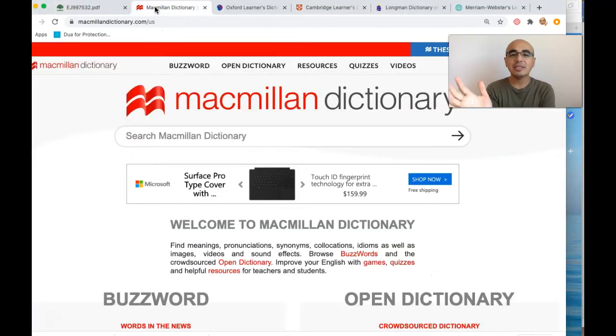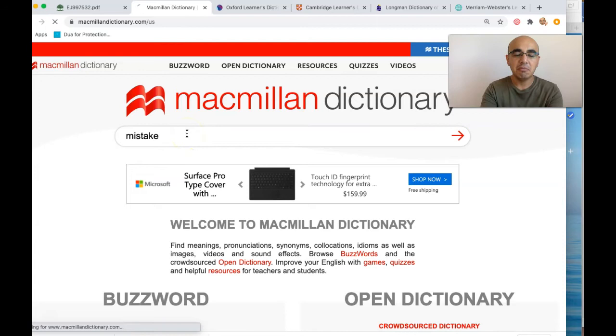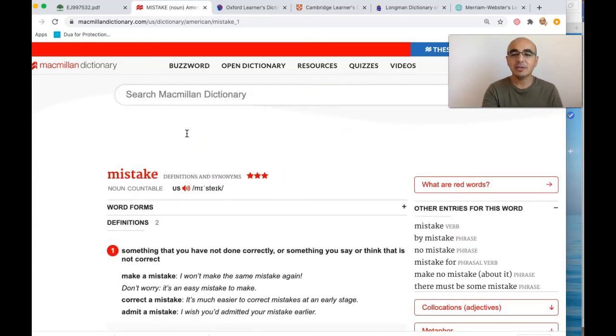First one, Macmillan Learners Dictionaries. I just love it because it's free. Just to let you know, because it's free, it has these pop-ups that appear from time to time, but the content is okay. So imagine I want to know how I can use the word mistake, right?